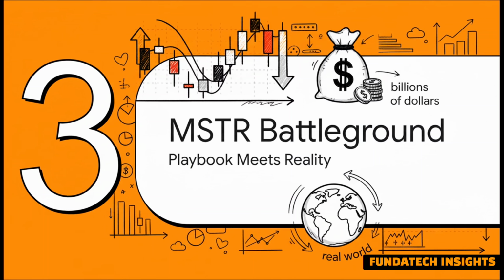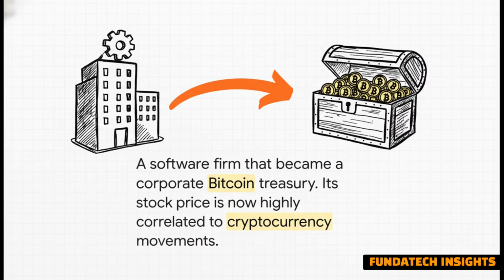Okay, now that we've got the playbook, let's see how it applies in the real world, where billions of dollars are on the line. Our battleground today is the stock of a company called MicroStrategy, ticker MSTR. So, who is MicroStrategy? Well, they started out as a pretty standard software company. But a few years ago, they made a radical, and I mean radical, pivot. They started using their cash and raising debt to buy Bitcoin, a lot of Bitcoin. And what that means is that their stock is now seen by a ton of people as basically a substitute for owning the crypto itself.